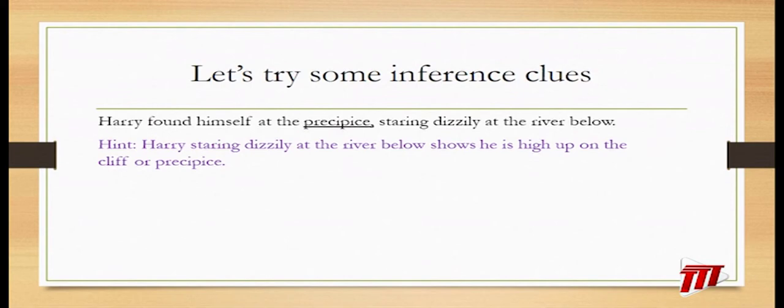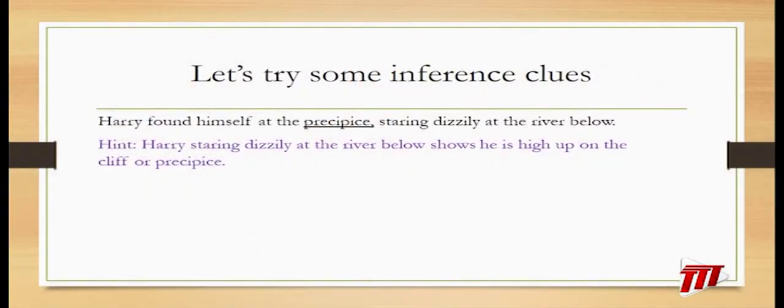Let's try some inference clues. Harry found himself at the precipice, staring dizzily at the river below. Let's look at this sentence carefully. Harry is somewhere, he's at a precipice, and we want to know what the meaning of precipice is. We are not clear on what the meaning might be, but we have some clues that might help us. He is staring dizzily at the river below.